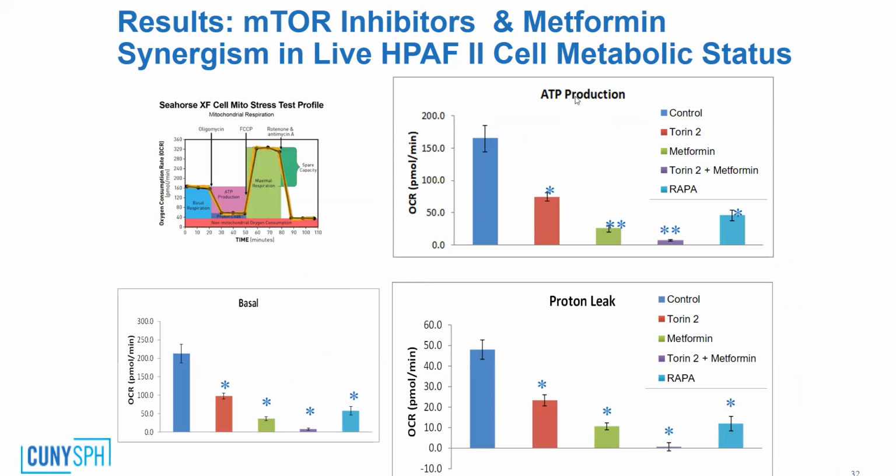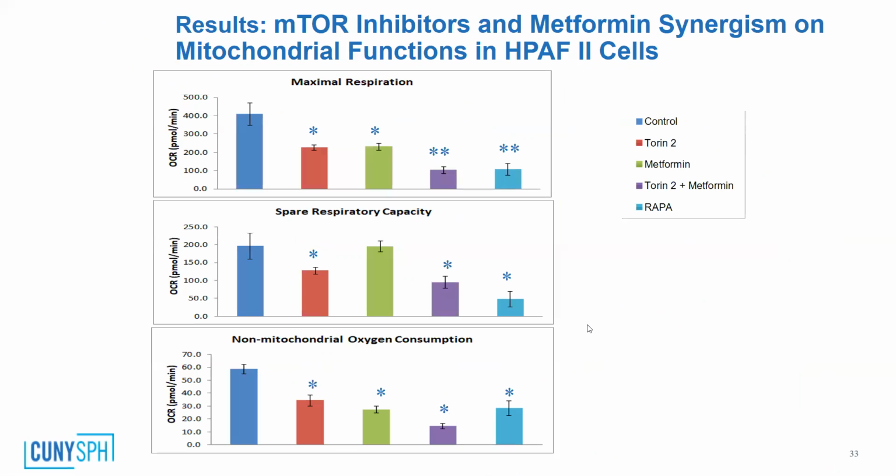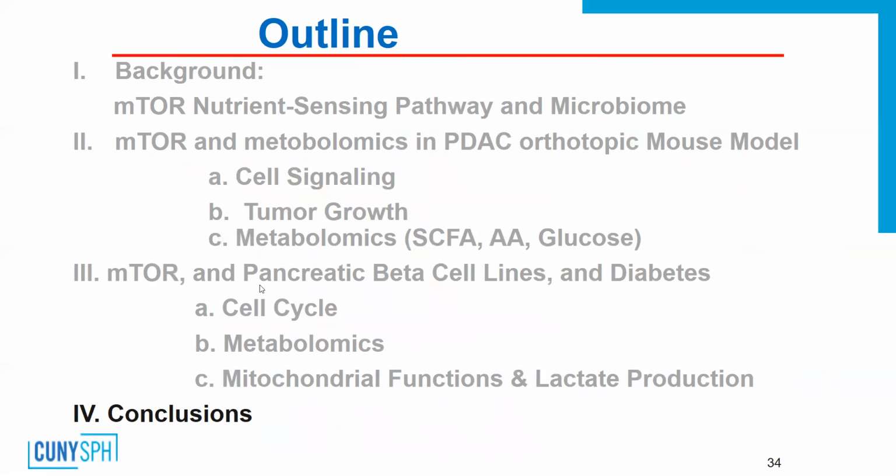That was also shown by the decrease in the ATP production with taurine-2, with metformin, and taurine-2 and metformin, and rapamycin to a lesser extent. And there is also a decrease in the proton leak. Similarly, maximal respiration and the spare respiratory capacity were also decreased compared to the control.